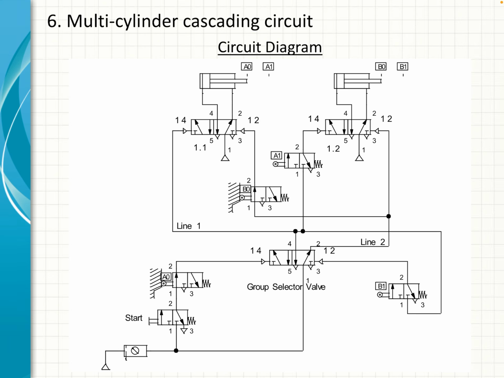When B1 is activated, then the air supply from line 1 is able to go through to the group selector valve's port 12, and reset that valve. That then connects the air supply to line 2, which immediately resets cylinder B's control valve, retracts cylinder B, activates B0, and that then allows from line 2 the air supply to retract cylinder A.